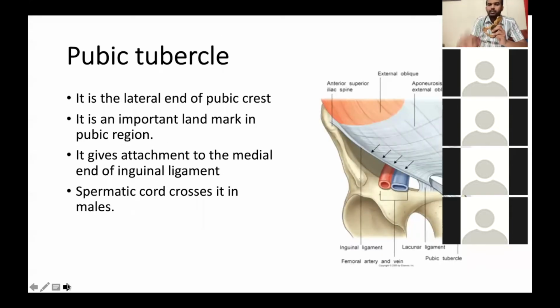Now, what is this pubic tubercle? This pubic tubercle is the lateral end of the pubic crest. If you see here, this is the body of the pubis. The upper border of the body of the pubis is called the pubic crest. If you move your finger laterally from this pubic crest, you see a tubercle over here.